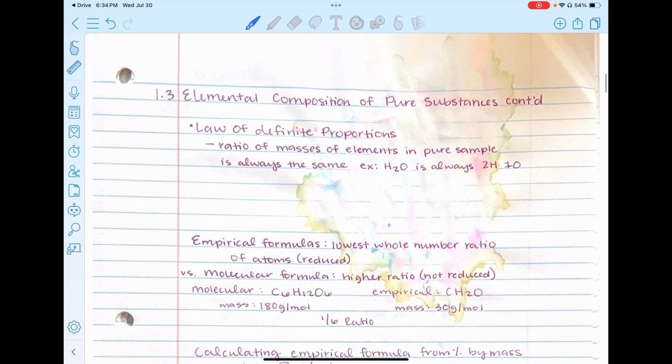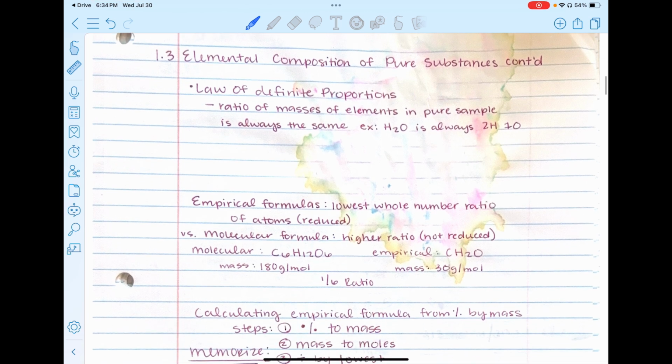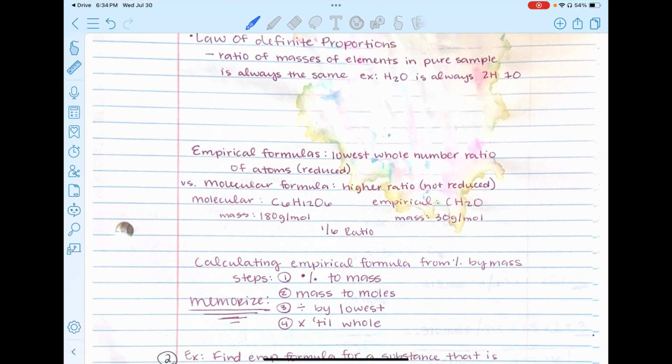Moving on to a little bit more info here, the law of definite proportions. The law of definite proportions tells us that we have a ratio of masses of elements in any pure sample, and those ratios are always going to be the same. For example, H2O is always 2 hydrogens, 1 oxygen, always. So that lets us know that these things are always in proportion to one another. Now, an empirical formula, moving forward, this is how we're going to apply that law of definite proportions. An empirical formula is the lowest whole number ratio of atoms. This is the reduced or simplified form.